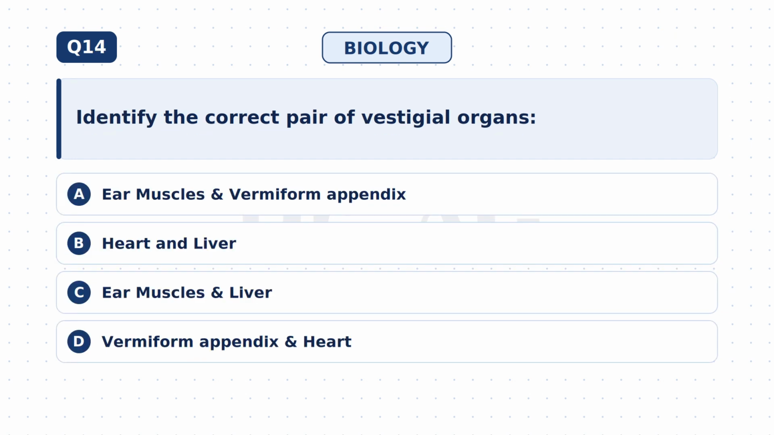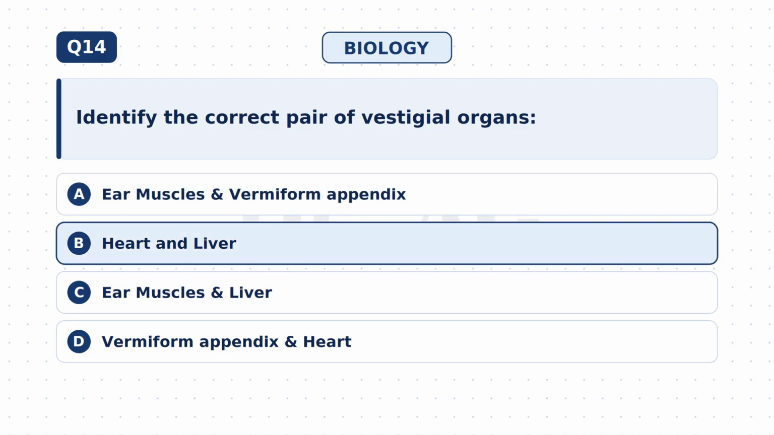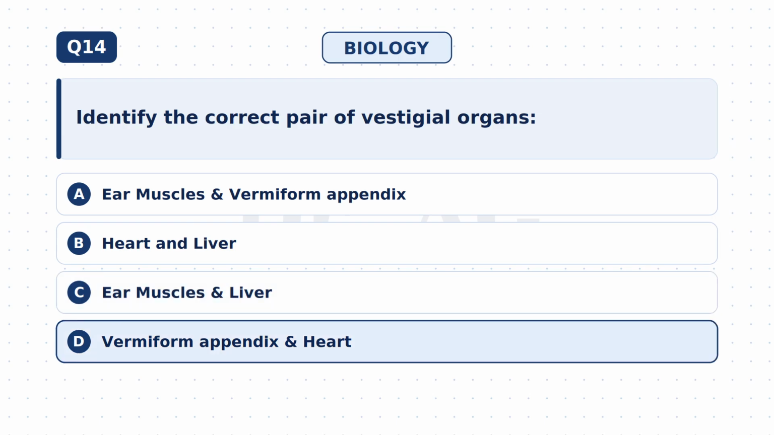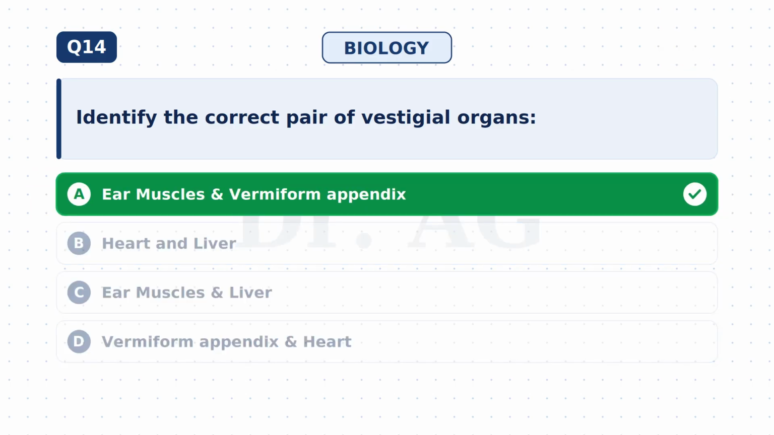Question 14. Identify the correct pair of vestigial organs. Option A, ear muscles and vermiform appendix. Option B, heart and liver. Option C, ear muscles and liver. Option D, vermiform appendix and heart. The correct answer is A, ear muscles and vermiform appendix.